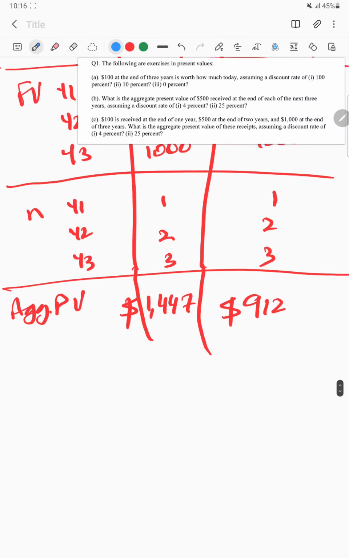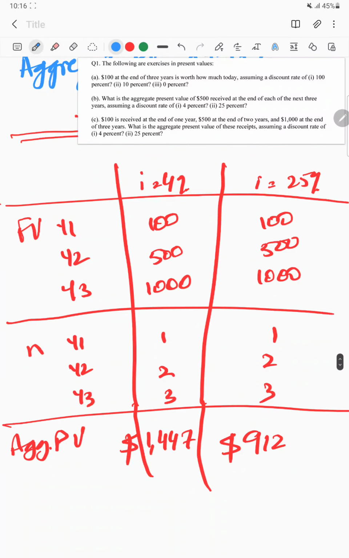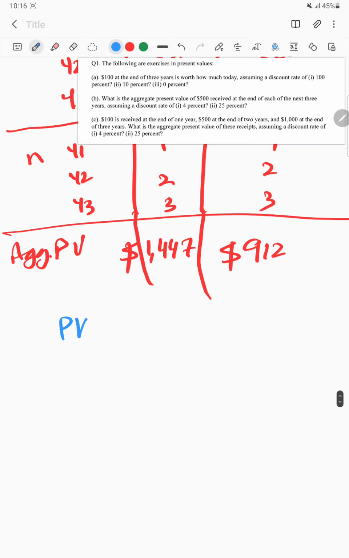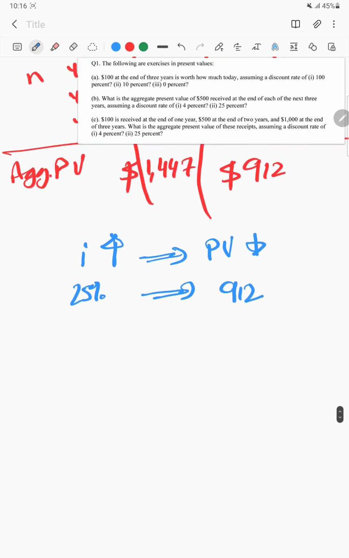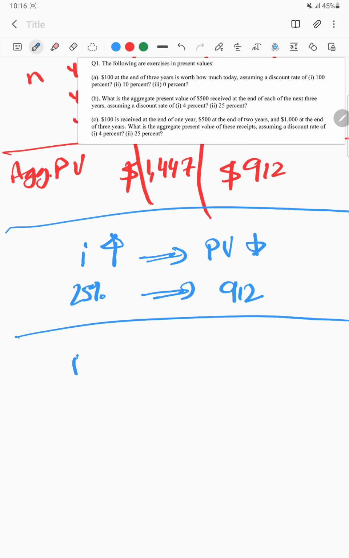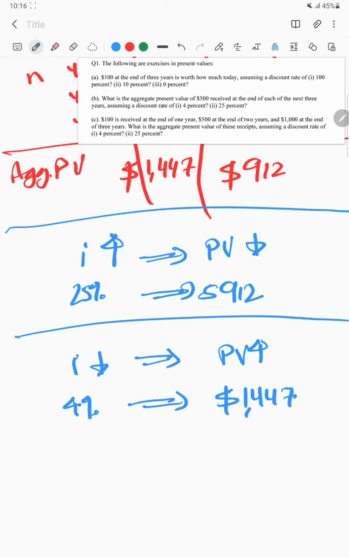This rule is again demonstrated here, which says that if my interest rate i is higher, this will result in my PV being lower. This can be demonstrated where my interest rate was 25% and my PV was $912. And if my i is lower, then my PV will be higher. This can be demonstrated where my i was 4% and my PV was $1447.